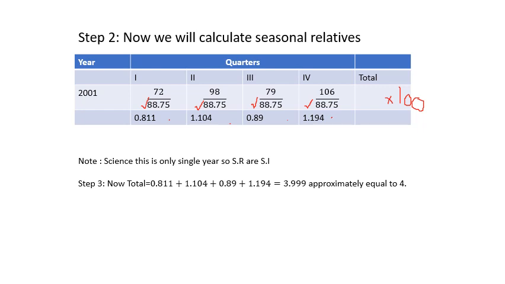If we have 1, 2, 3, 4 years, then we have to calculate the quarterly average. Now there is 1 year, so these seasonal relatives will be considered as seasonal indexes. Now we have to show that the sum of these four should be equal to 4. Now you can see that it is approximately equal to 4. So we will jump to our next step.